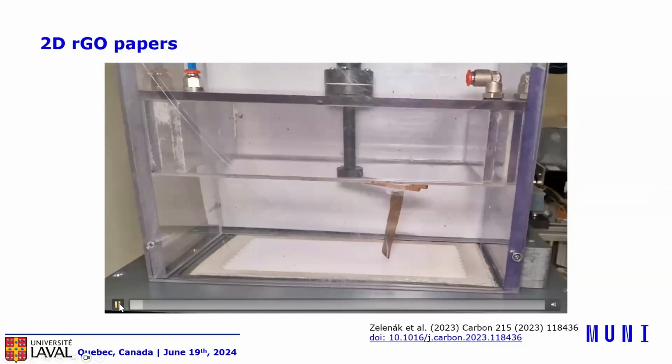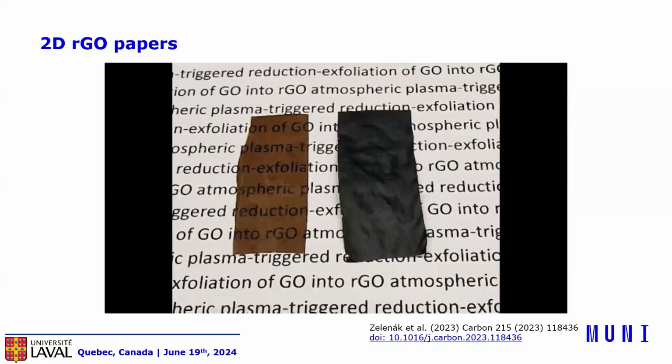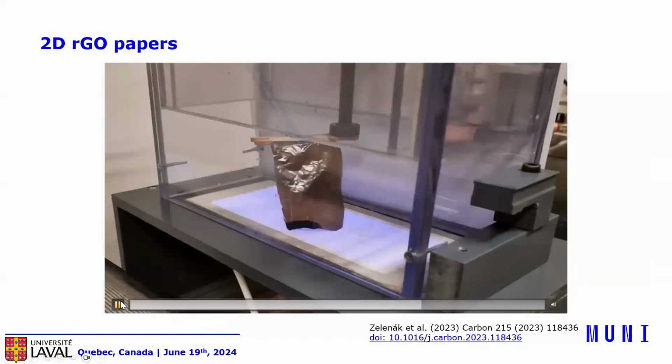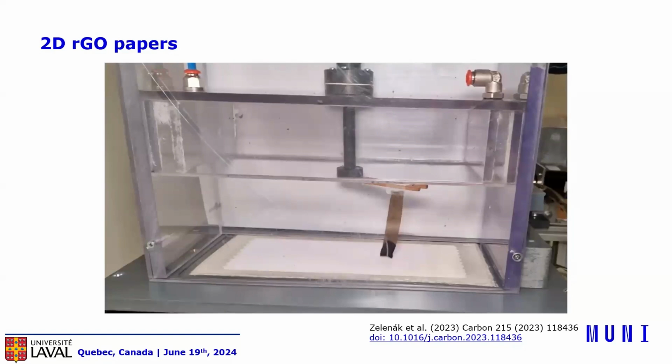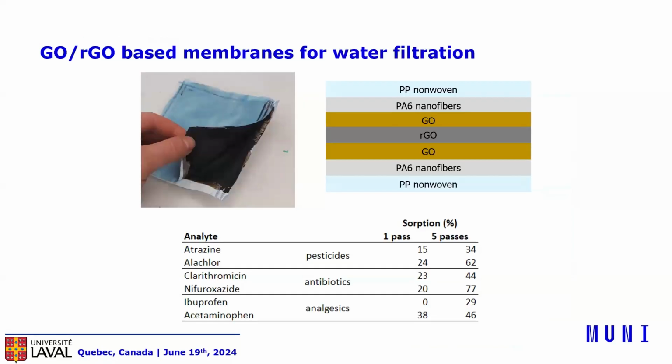Here is another movie, in slower motion, which shows how it works. So this is the reduction process which we are able to start by plasma. This technology is protected by patent, and we are looking for possible applications. We are in contact with several companies, but the communication is not so simple, and we believe that it would be possible to use this technology for many applications.